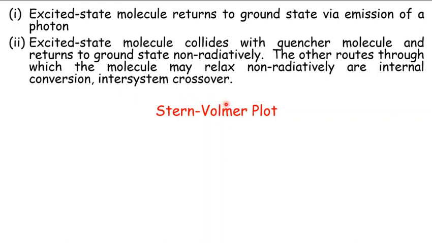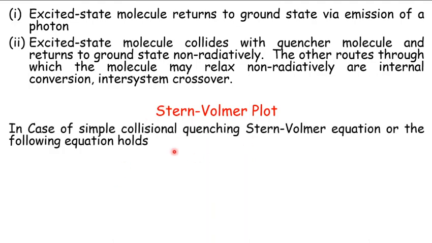So, Stern-Volmer plot. This plot is based on an equation where we plot phi naught by phi on one axis and the quencher concentration on the other axis. Now the question arises, what is phi naught and what is this phi?